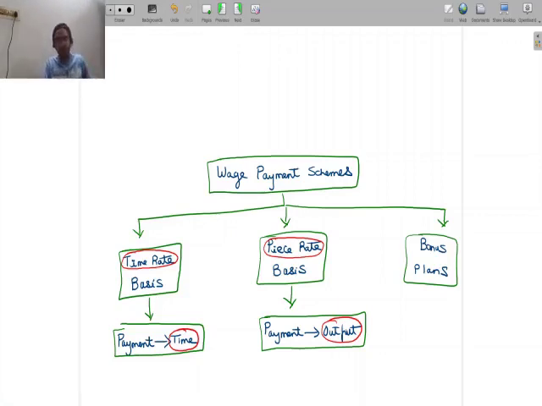Now, when you look at piece rate basis, the advantage is that you're looking at productivity. Instead of telling the worker, I would pay you 20 rupees for every hour, I'm telling him I'll pay you so much for every unit. So here I'm looking at productivity. So if you are smart enough to get more units in lesser time, fine. You still get paid for every unit. So what we focus on when you look at piece rate basis is the output.